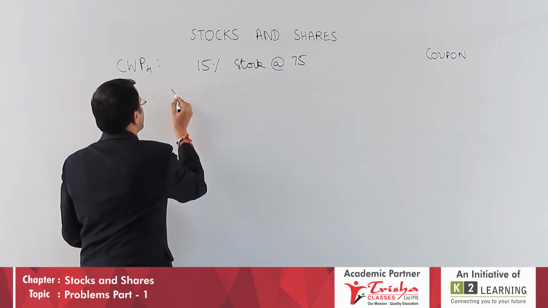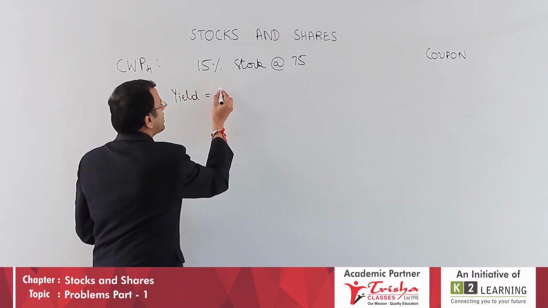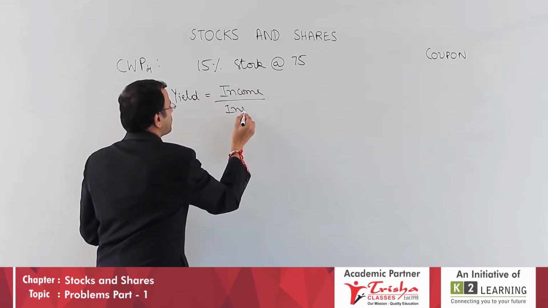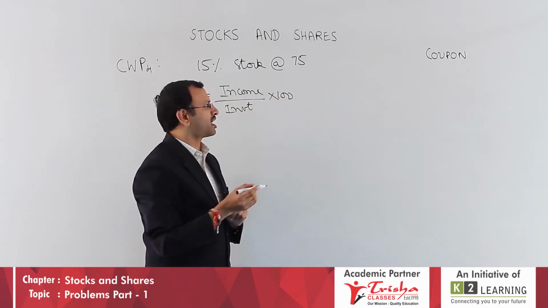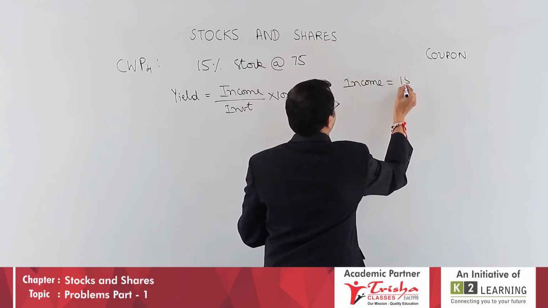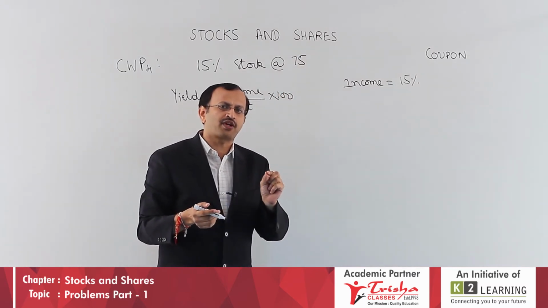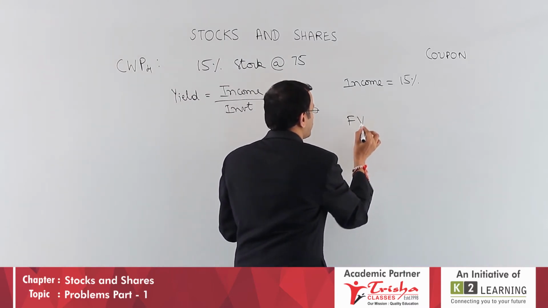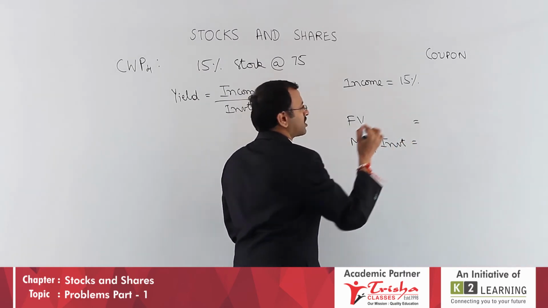First, our working is, we will write yield. Students, can you remember what yield is about? Yield is income upon investment. All of you write income by investment into 100. Now it's all about one stock detail. What is the income? Income is given as a percentage, 15%. I think I told you multiple times, income is computed on face value. But we don't know the face value. So shall we write face value, market value or investment? Face value is not given.